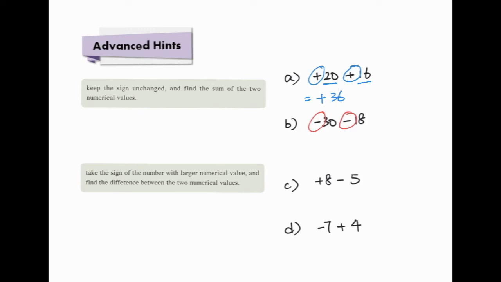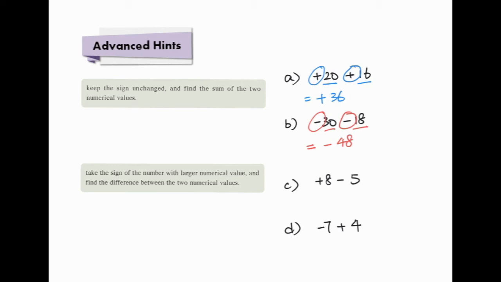Part B. Both signs are negative. We first write down the negative sign. We also do addition for the 2 numbers. 30 plus 18 equals 48. So we can find the answer directly without using the number line.